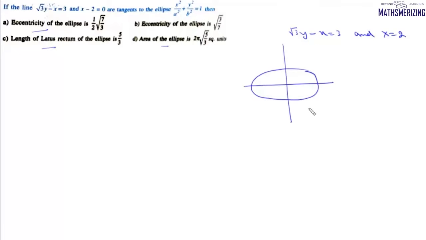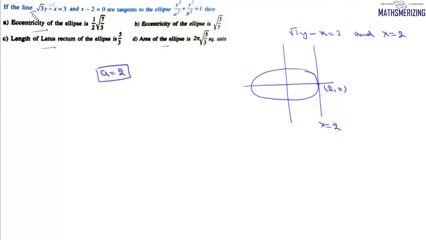Now the next question is, if the lines root 3y minus x equals 3 and x equals 2 are tangents to this ellipse, we need to find the eccentricity, the length of the latus rectum and the area of this ellipse. So we know that the line x equals 2 can be tangent to this ellipse only when the value of a is 2. That means this ellipse passes through (2, 0). So we can say that the value of a is simply 2.